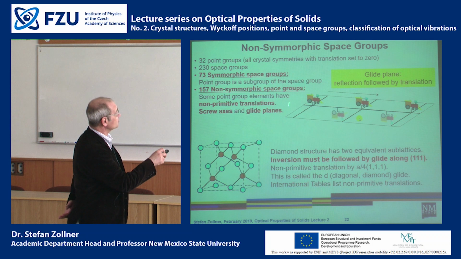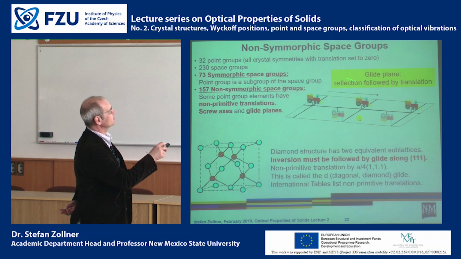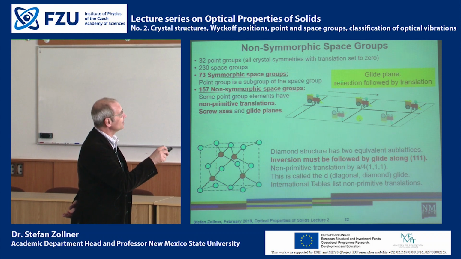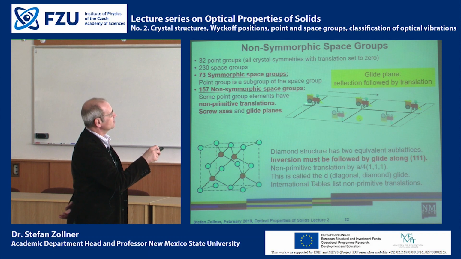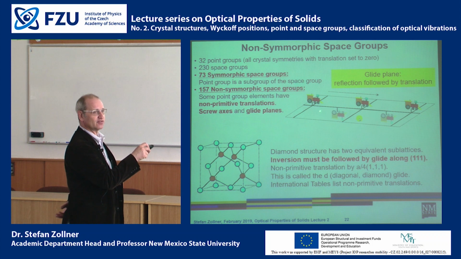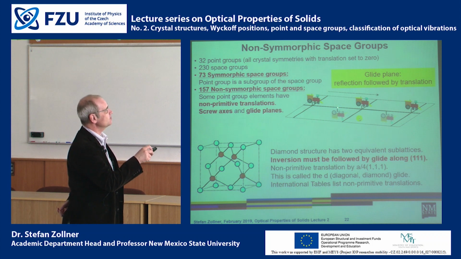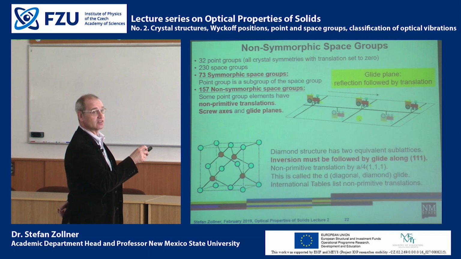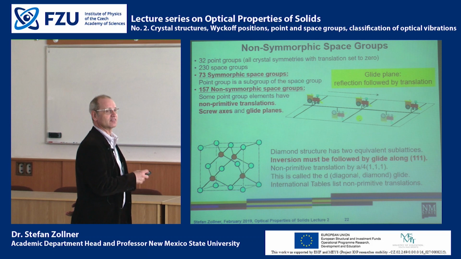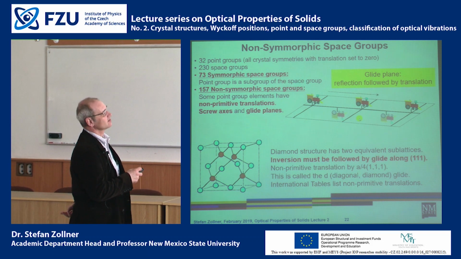Yes. This example here shows us a non-symmorphic group because it defines what a glide plane is. So in this example, a mirror reflection by itself is not a symmetry operation because it does not leave this picture invariant. A mirror reflection must be followed by a translation, which is not a primitive translation. But in the diamond structure, there is no reflection followed by translation. There is just pure translation.